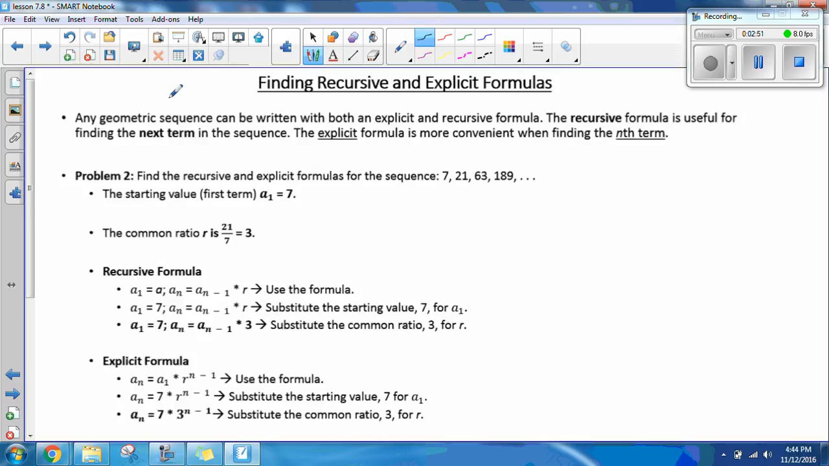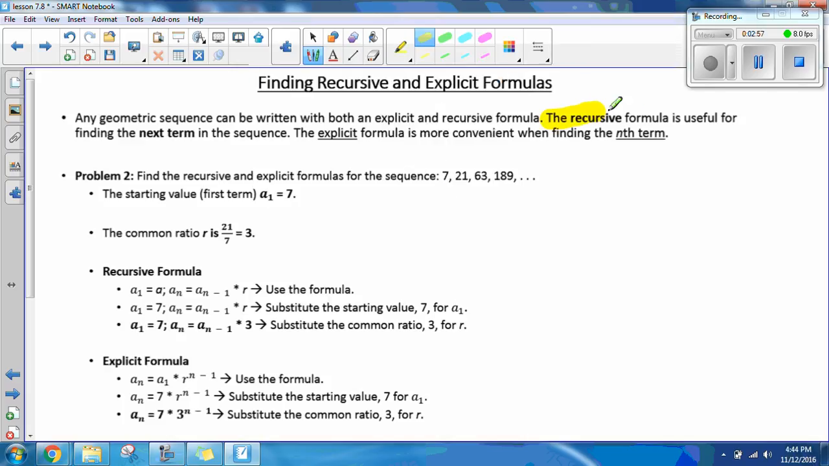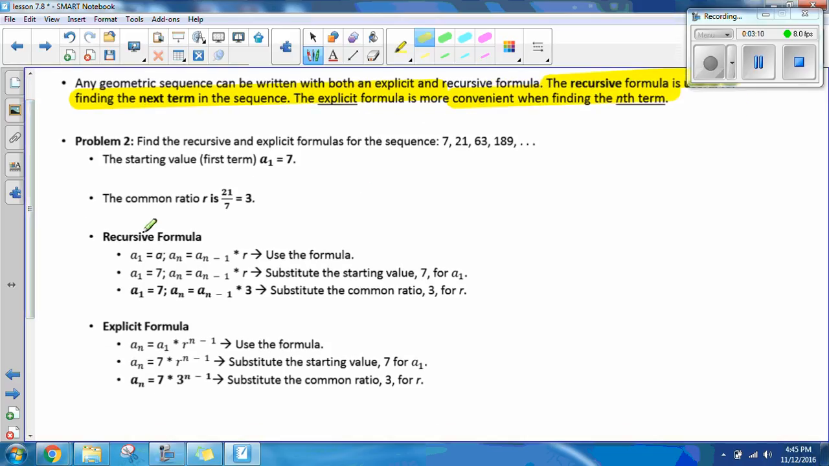Any geometric sequence can be written with both an explicit and recursive formula. The recursive formula is useful for finding the next term in the sequence, and the explicit formula is more convenient when finding the nth term. Find the recursive and explicit formulas for the sequence 7, 21, 63, 189.